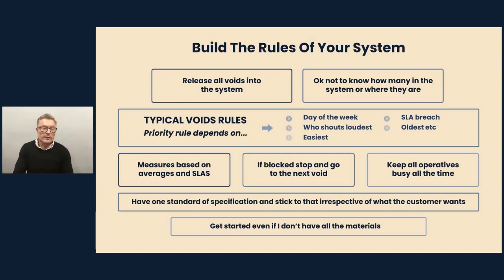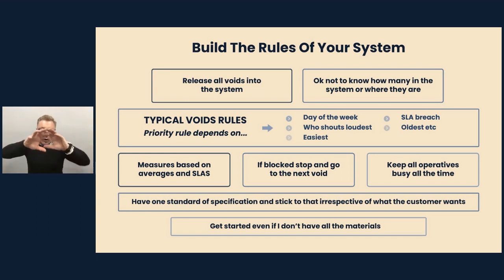So when we study voids, here's what we find. The rules are release all the voids into the system. And it's okay not to know how many are in the system or where they are. The typical priority rules are based on who shouts loudest, the day of the week, the easiest one, did they breach the SLA? Sometimes go for the easy ones, sometimes go for the difficult ones. And then measures are based on averages and SLAs. If blocked, stop, go on to the next void, keep all the operatives busy, have one standard specification, and just get started, even if you don't have all the materials.